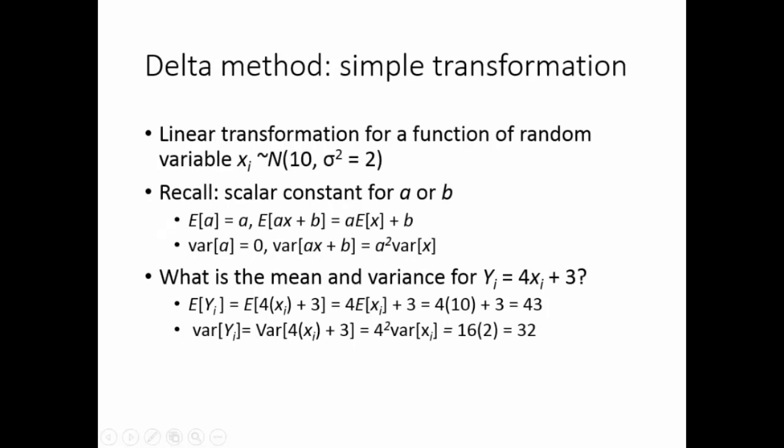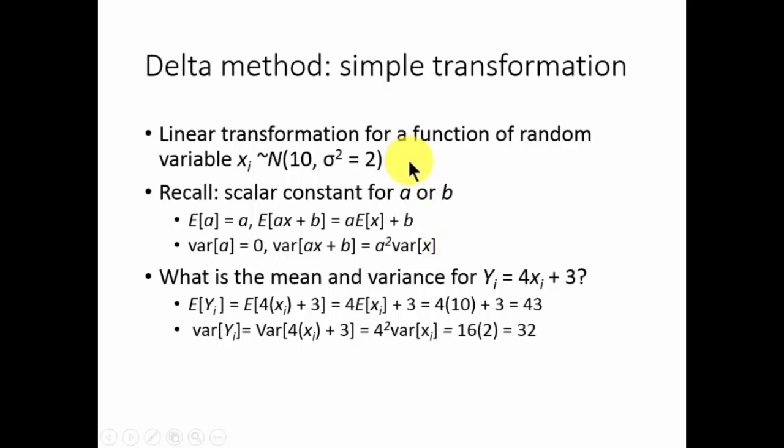To begin, let's look at a transformation of a single random variable x that is approximated by a normal distribution with a mean of 10 and standard deviation of 2. Now let's review functions with the scalar constant a. The expected value of the function ax plus b can be expressed as the constant a times the expected value of the random variable x. The variance of the constant equals 0 by definition, and the variance of the function can be expressed as a squared times the variance of x.